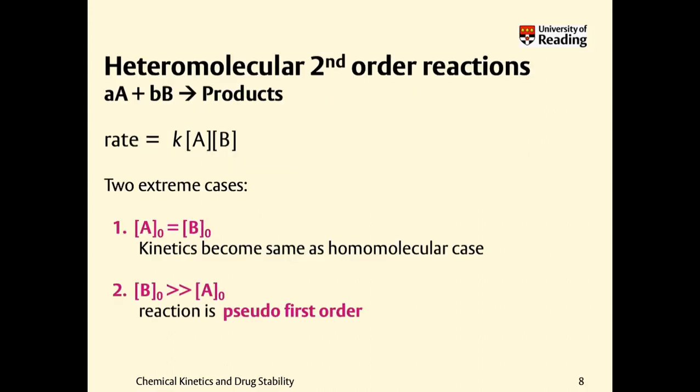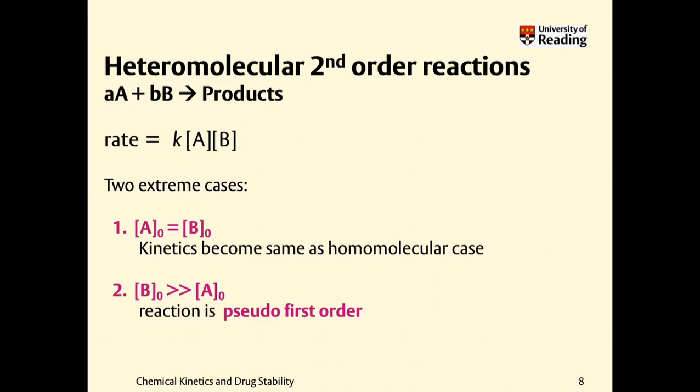In the case of a heteromolecular second order reaction, where we have the concentration of A plus the concentration of B going on to form products, we will have that the rate equals k, A times B. It doesn't matter what the stoichiometry of the overall reaction is. If this is a second order reaction, then it will be A to the power of 1 and B to the power of 1 to be second order overall. And there are two extreme cases for a second order reaction that will simplify things for us.